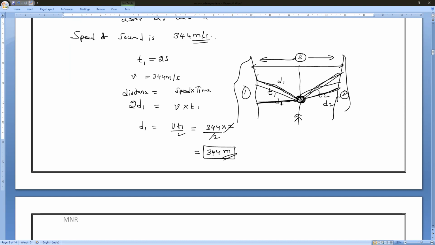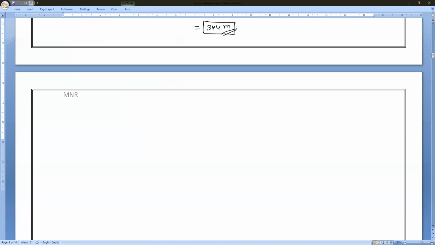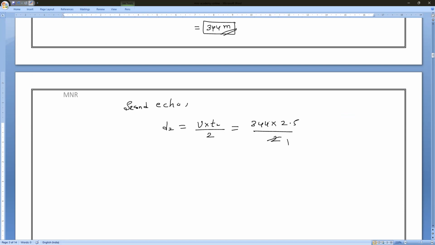So going and coming time they have given is 2.5 seconds. Similarly for the second echo, D2 is equal to V into T2 divided by 2. So V value 344, T value 2.5 seconds, divided by 2. 2 ones are 2, 2 sevens are 14, and 2 twos are 172. So 172 into 2.5. Multiply it and tell me faster, everybody.